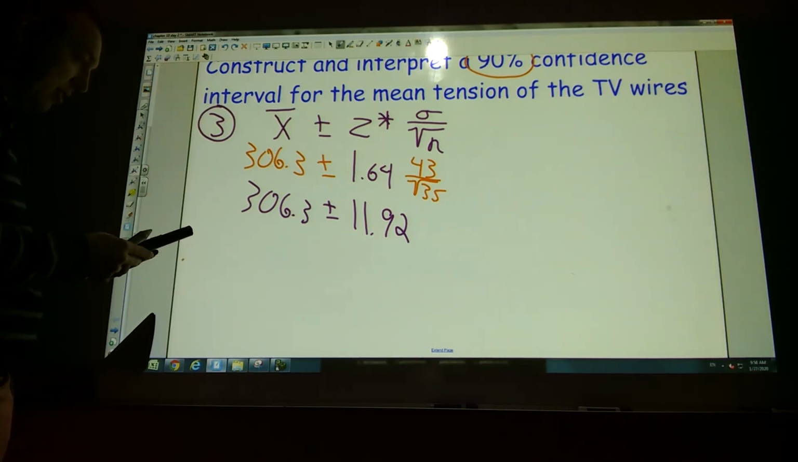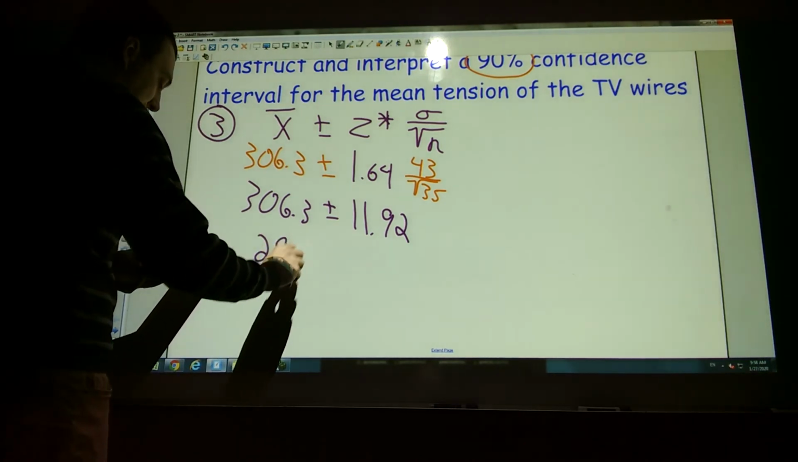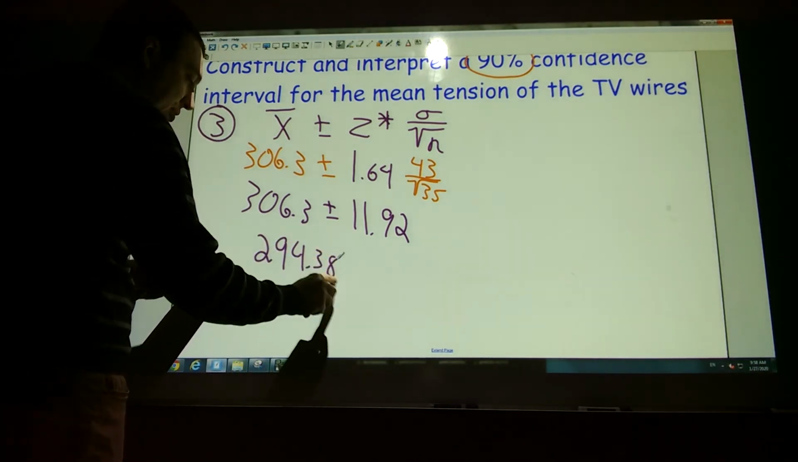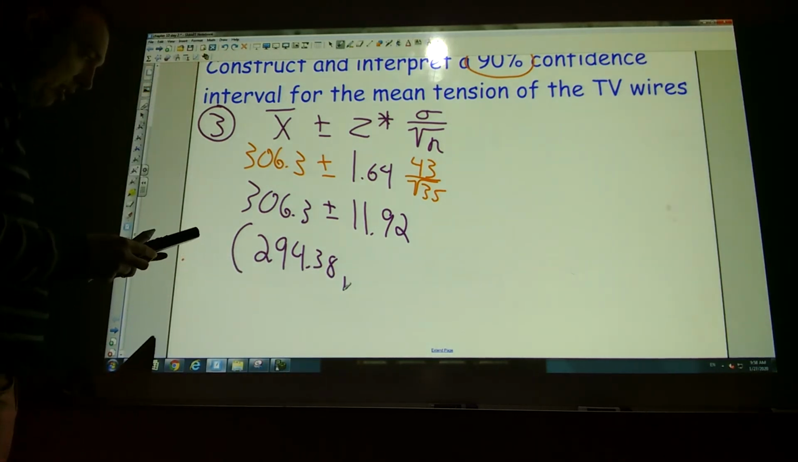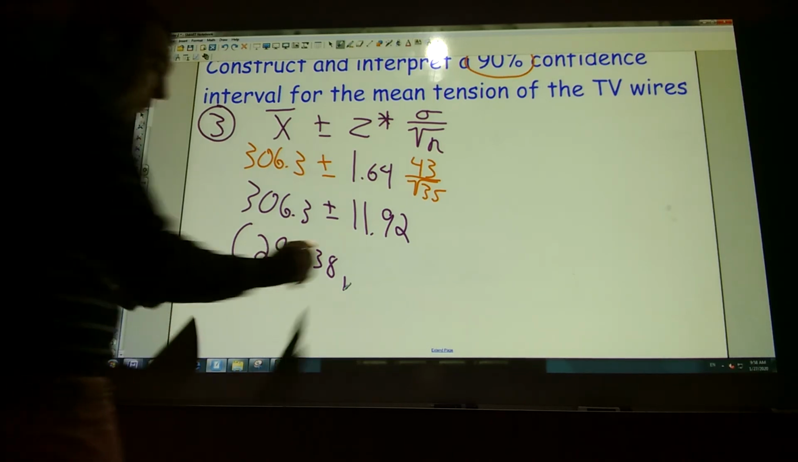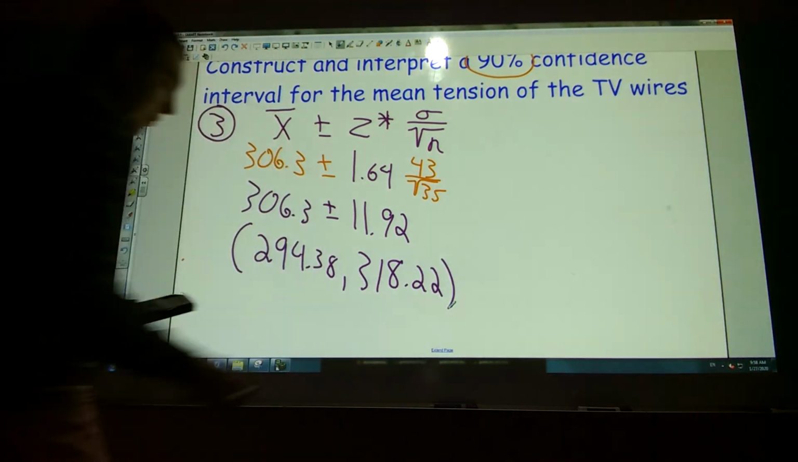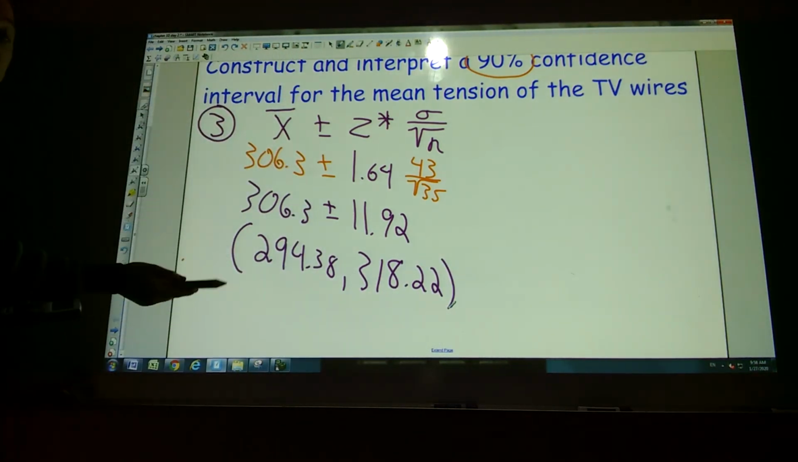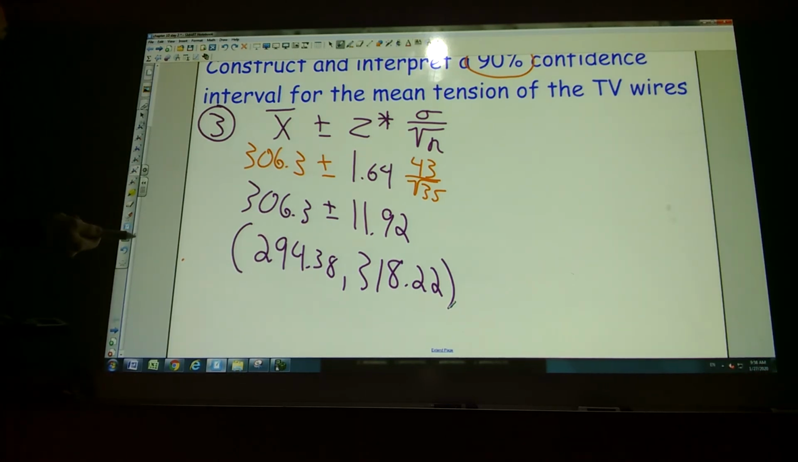306.3 minus 11.92 is 294.38, comma, 306.3 plus 11.92, 318.22. So this is my confidence interval, 294 to 318. Step 3 takes a little more work. That's the mathy part.